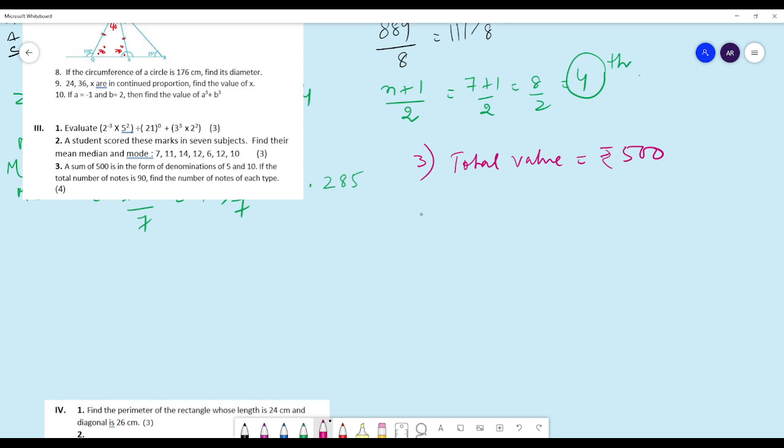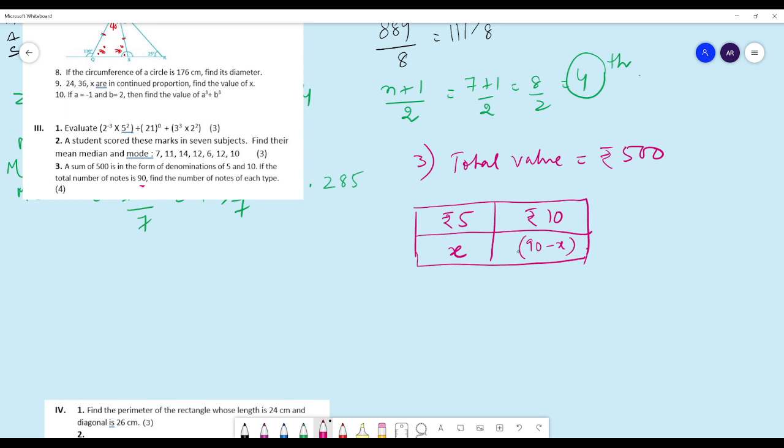The denominations, if you remember, I taught you about this. So the denominations are in the form of rupees 5 and rupees 10, right? The total number of the notes is 90. It is given over here. So if 5 rupee notes are x in number, 10 rupee notes will be 90 minus x, because together they will be 90. So now let us find the value of this.